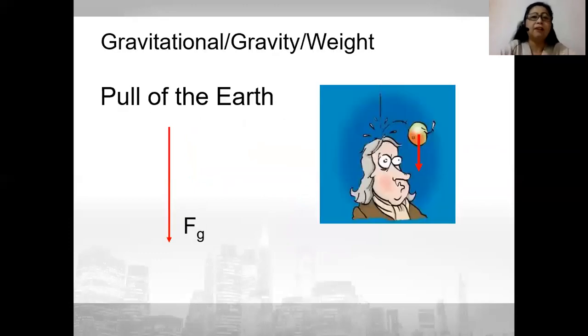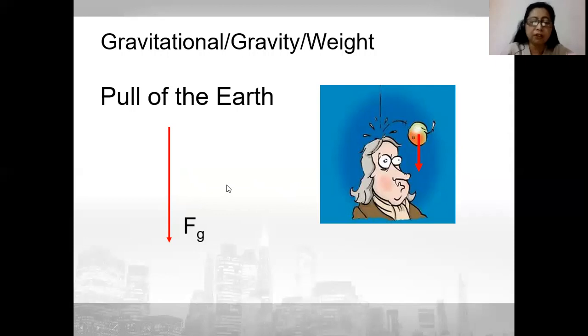First, gravitational, gravity, or weight. They mean the same thing. So this refers to the pull of the earth. It is represented by an arrow directed downward because the pull of the earth is directed downward. The symbol for gravitational force, gravity or weight, is F sub g.